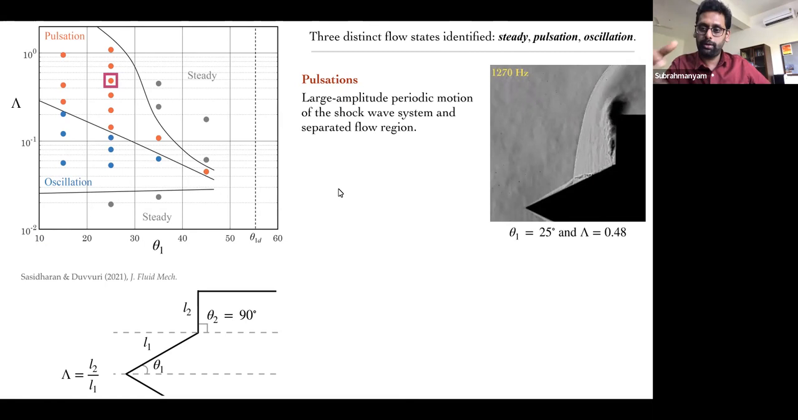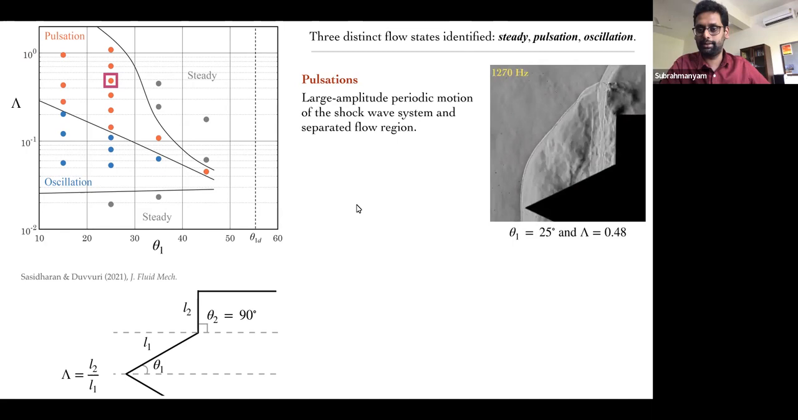And I would also like to point out that this unsteadiness happens at fairly large frequencies. For instance, in this particular experiment with theta 1 25 degrees and lambda 0.48, these pulsations happen about 1300 times in 1 second. So fairly large frequency when you consider the scale of this unsteadiness, right? Very interesting flow, and we've spent hours looking at these Schlieren videos to understand what's going on.